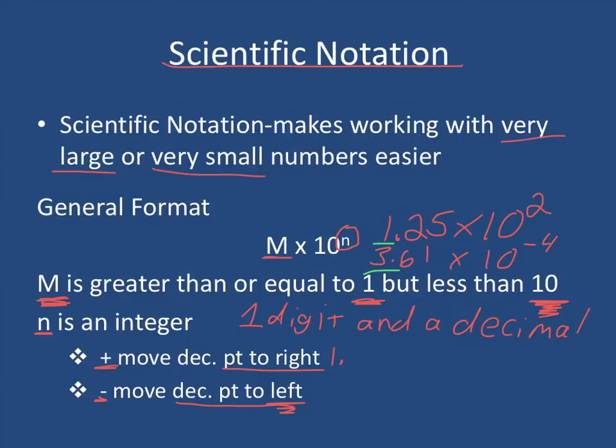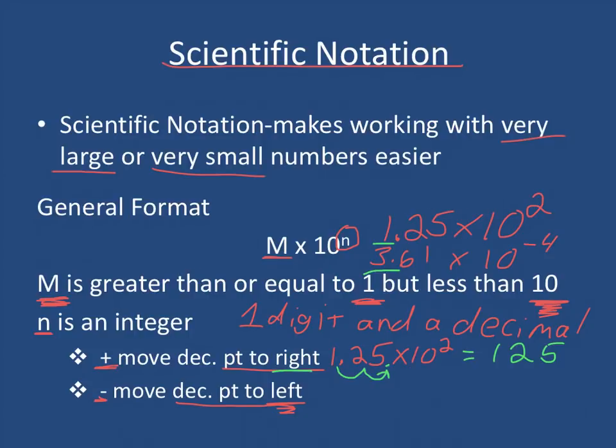So 1.25 times 10 squared. If I look at this and I move that decimal place to the right, it goes to the 2 and then it goes to where the 5 is. I get 125. Now 125 isn't a very large number. I'm just picking a nice small number here to help you see the whole process. We'll get to the bigger numbers in a minute.